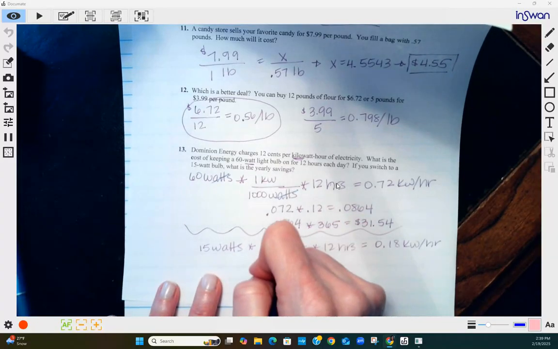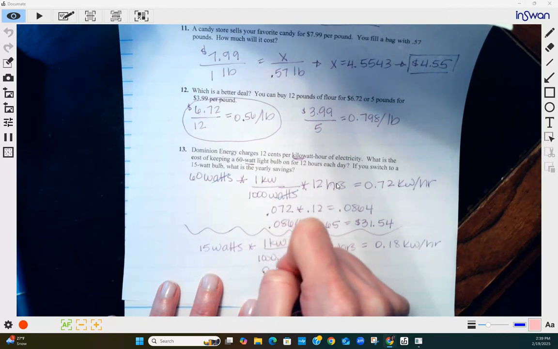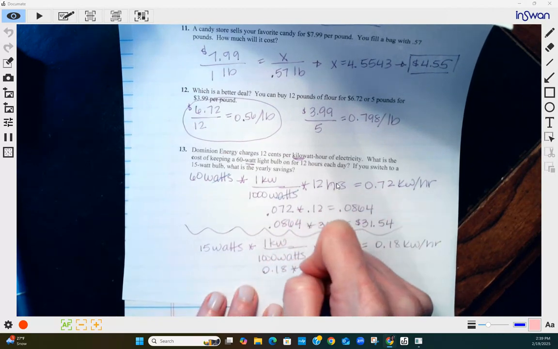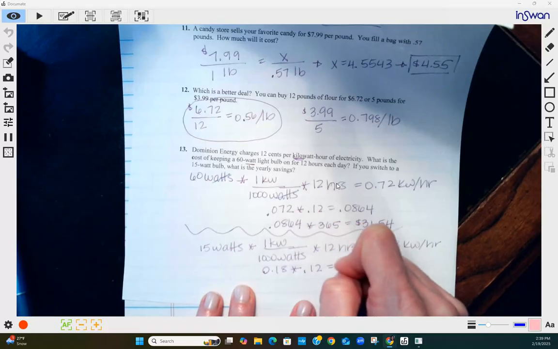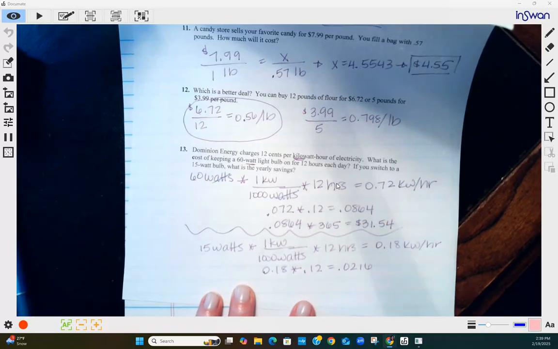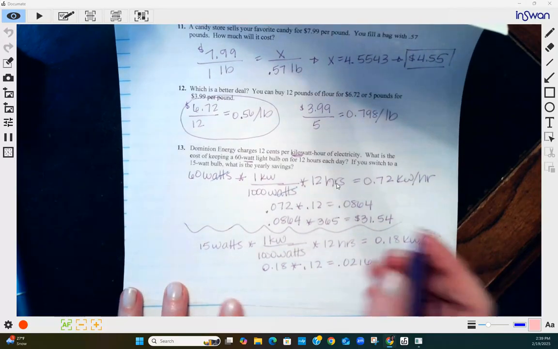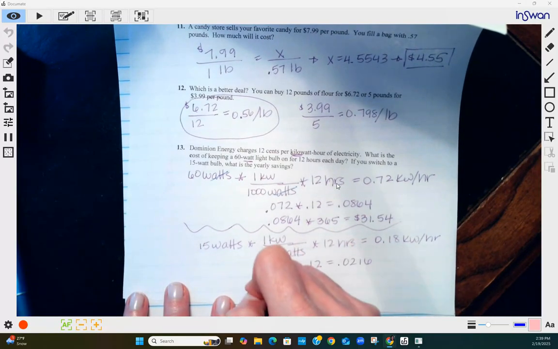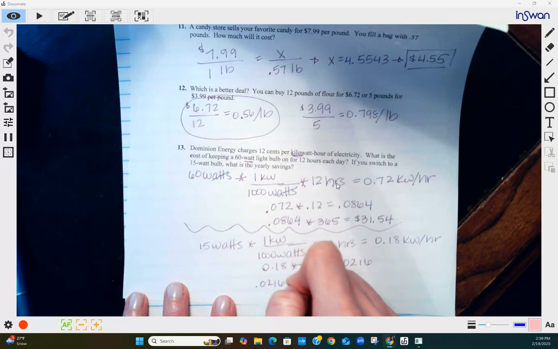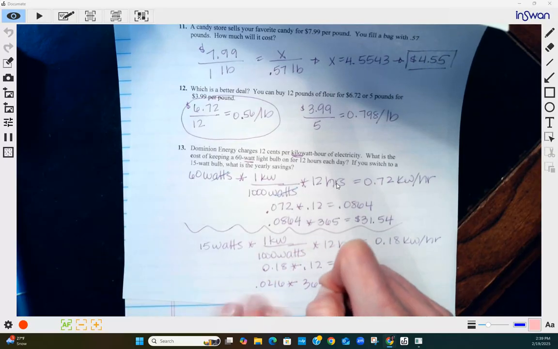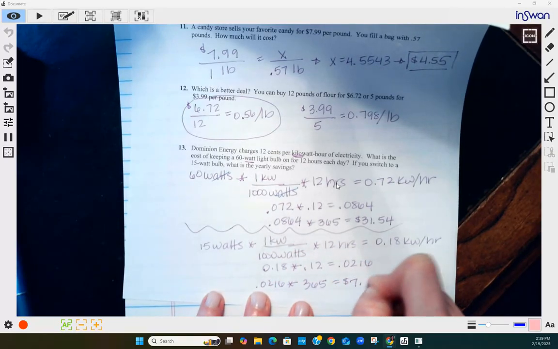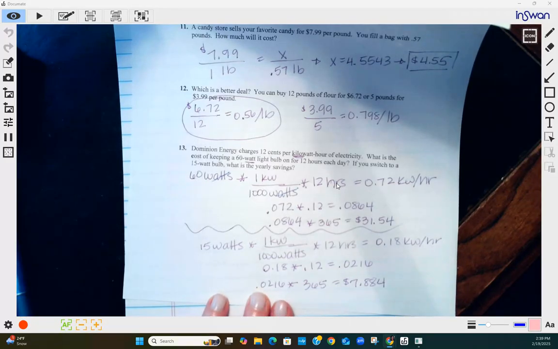Then we're going to take that times the 12 cents that it costs, and this is what we get. That is our 12 hours a day cost. And then we're going to take that times our 365 days to get the yearly cost, and that is $7.884.